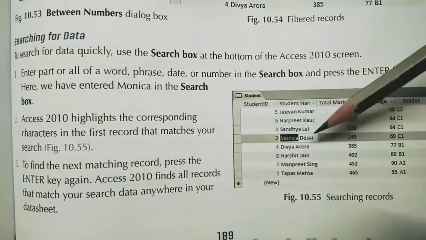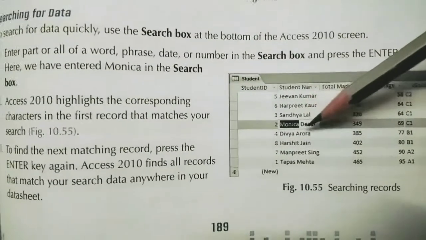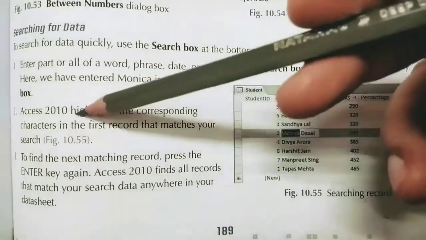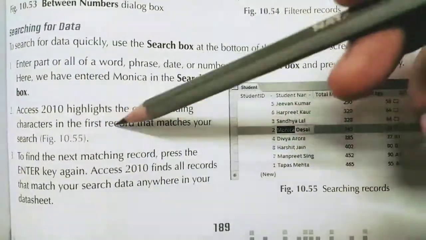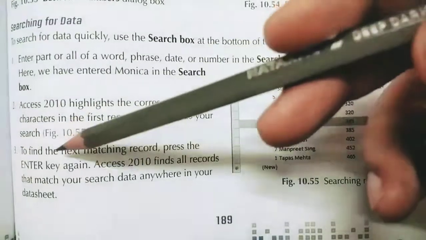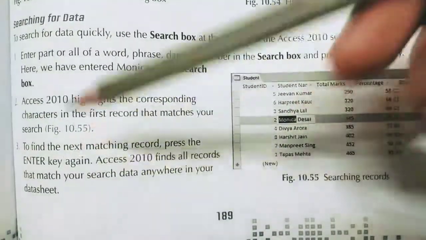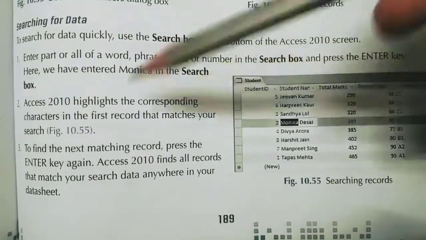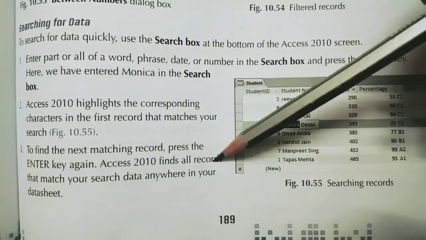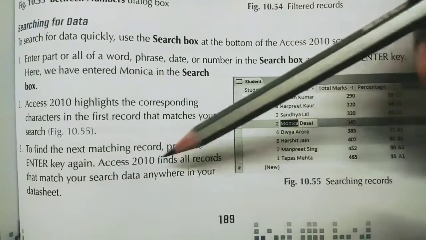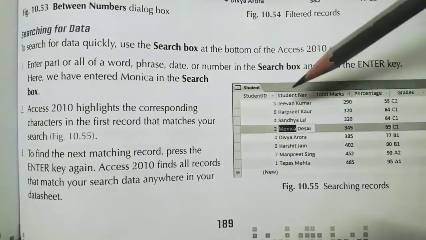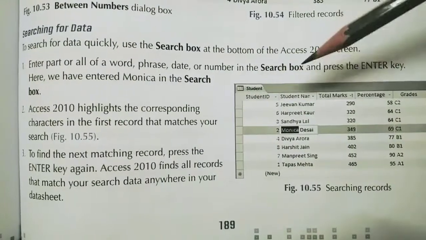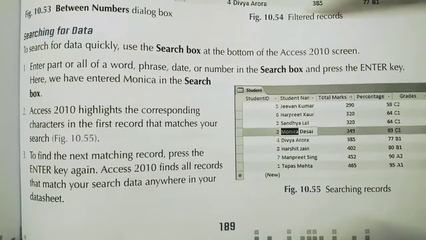Then it will be searched and shown highlighted in this black color. Access 2010 highlights the corresponding characters in the first record that matches your search. To find the next matching record, press enter again. So again you have to press the enter key to go to the next match. Access 2010 finds all records that match your search data anywhere in your data sheet. That means it will search the whole data sheet for whatever you want to find.